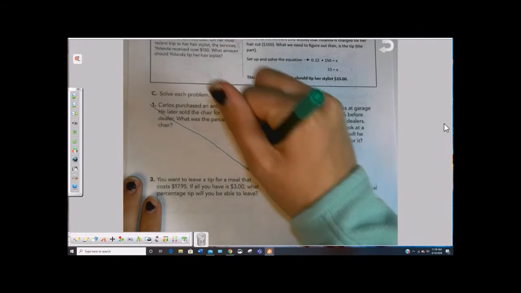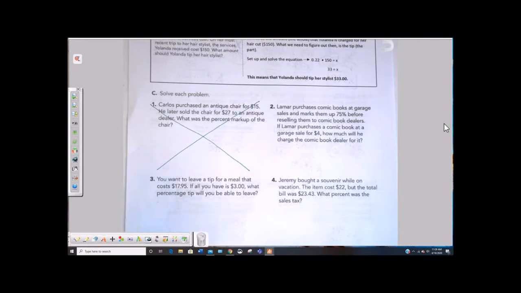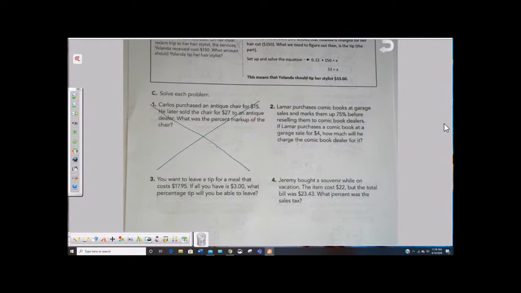We're actually going to skip number 1, just because it's kind of hard to explain and we don't need to do it today. So we're going to go to number 2.